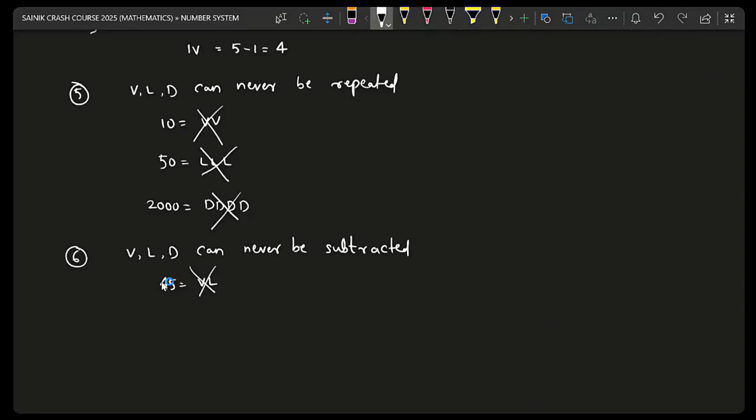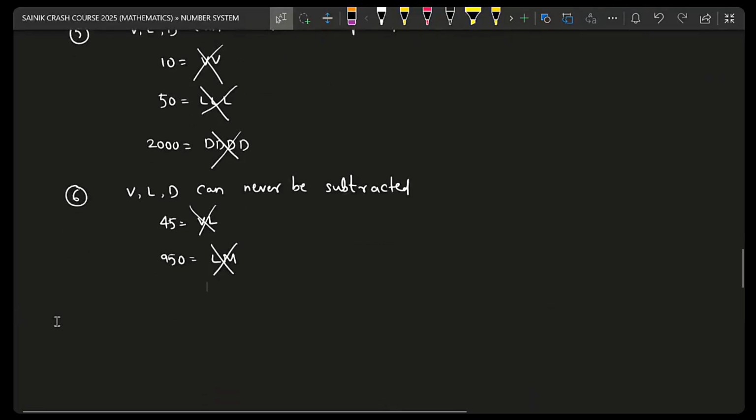Similarly, I want to write, for example, let's take 950. I cannot write LM. Yes, we know 1000 minus 50 is 950, but this is a wrong way of writing. Why? Because L also cannot be subtracted. Similarly, D also cannot be subtracted. So this is the wrong way of writing.